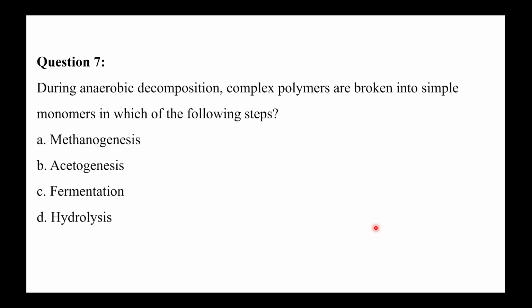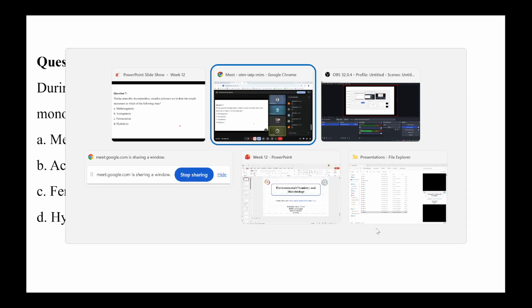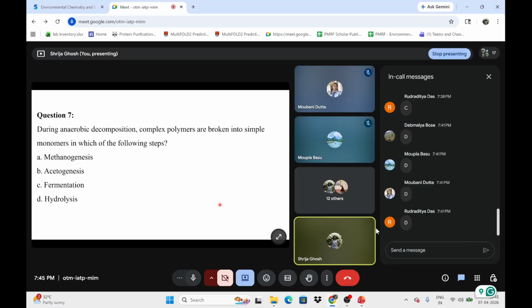During anaerobic decomposition, complex polymers are broken into simple monomers in which of the following steps? Option A, methanogenesis. Option B, acetogenesis. Option C, fermentation. And option D, hydrolysis. Methanogenesis, acetogenesis, fermentation, hydrolysis.